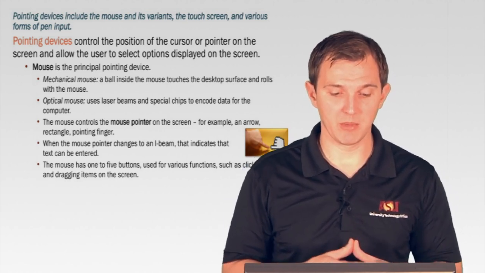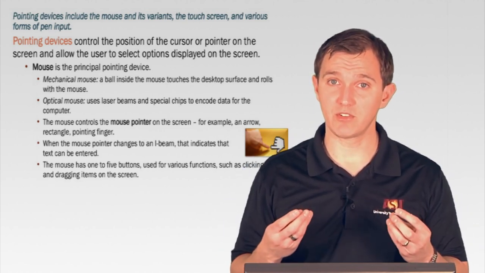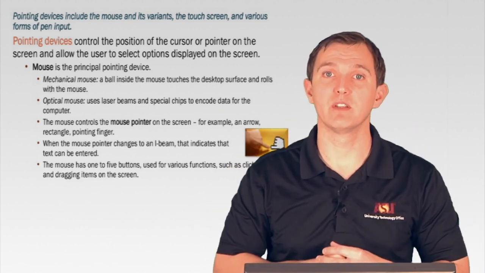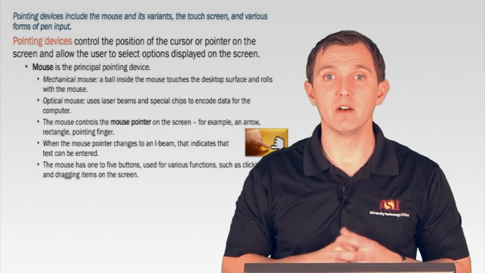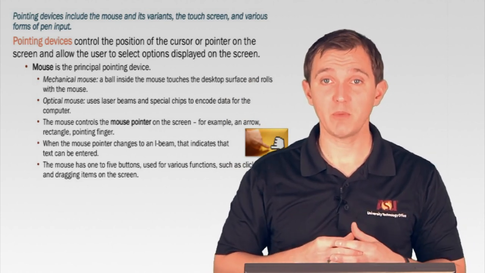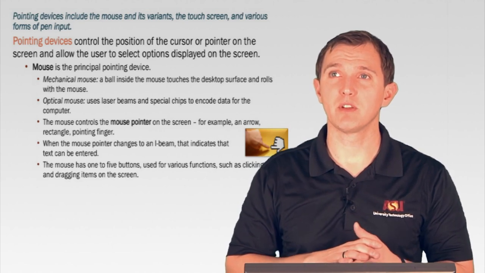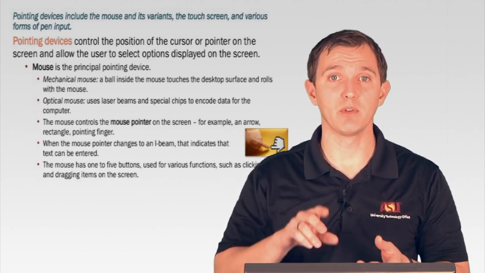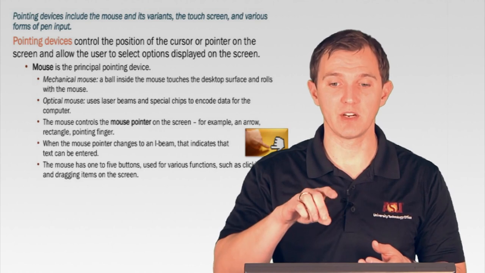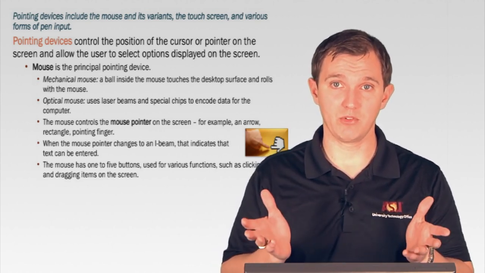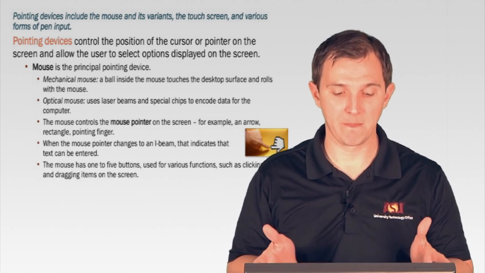So here we talk a little bit about the mouse, the principal pointing device. Maybe you've seen those trackpads. No, not trackpads, what are those called? The touchpads, the really neat ones that Apple has that you can interact with just by touching the pad. That's pretty slick. I like that. Those are on MacBook Pros and whatnot, and you can also get them externally.